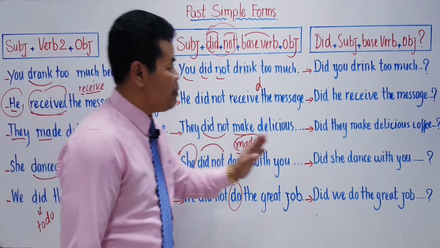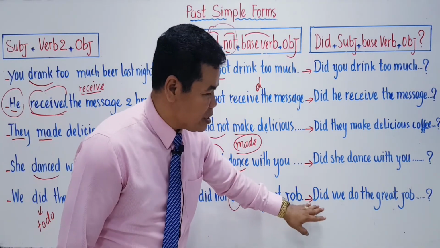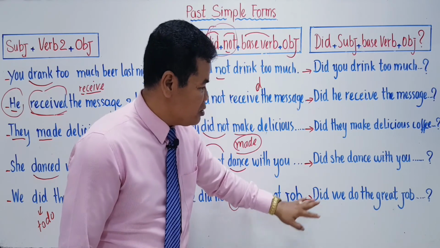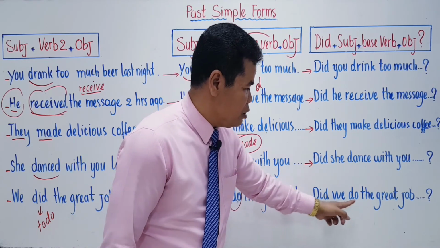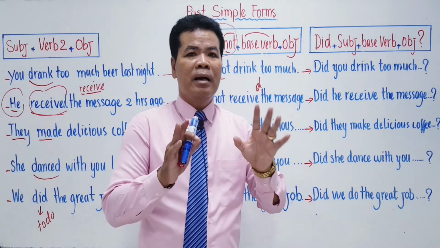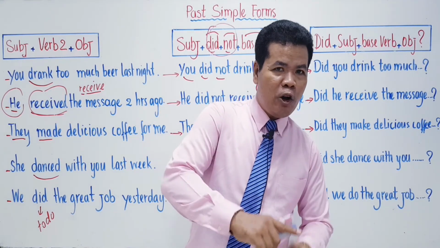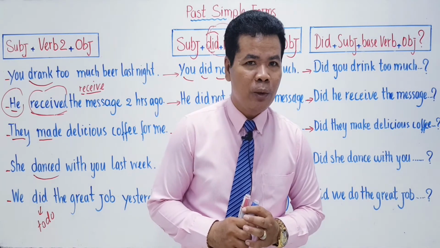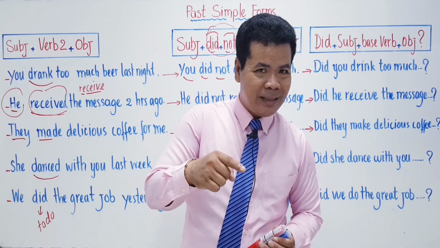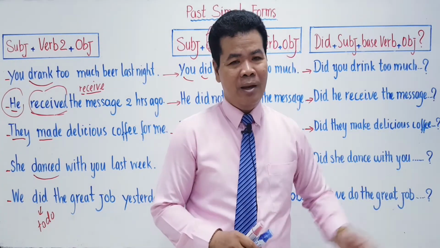And the last one, "We did a great job yesterday." And then when we make a question, we put did in the front, okay? Did, and then subject, and then go back to the base verb, which is do. Do, did, and then past participle, right?